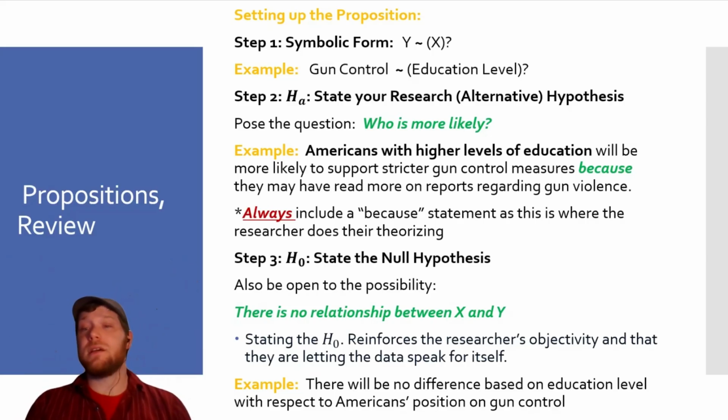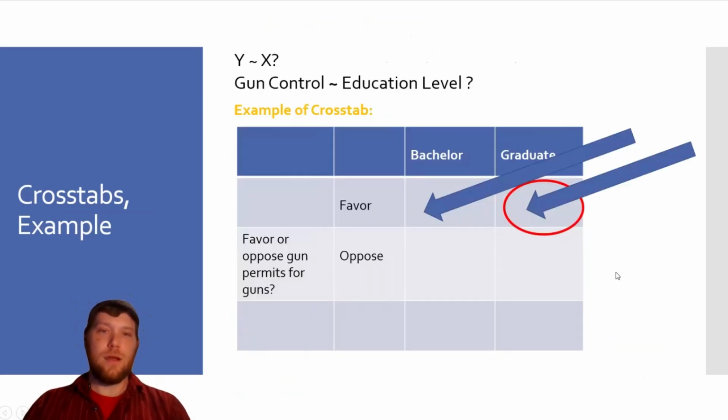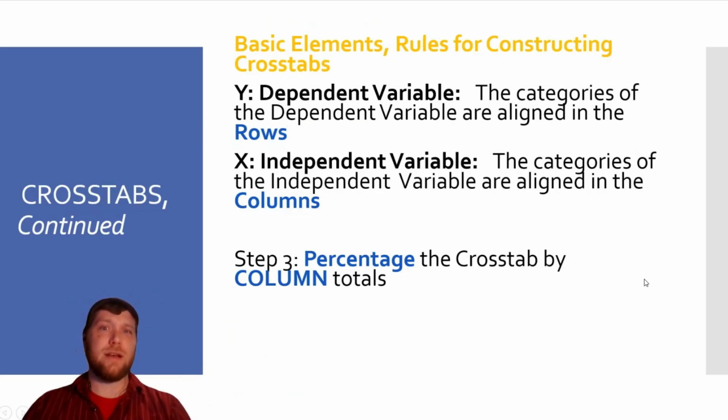So in this case, the null hypothesis would be there's no difference based on education level with respect to Americans' positions on gun control. We're going to see, or at least explore, whether or not there seems to be evidence to suggest that these two things are related to one another. Now, we'll look at favor and oppose versus different types of education level.